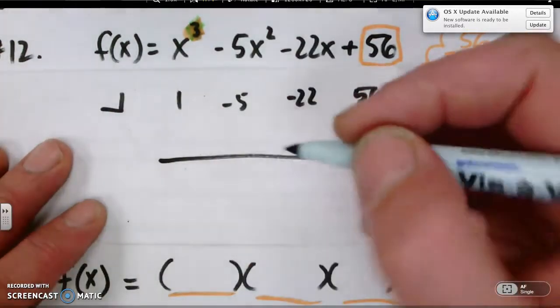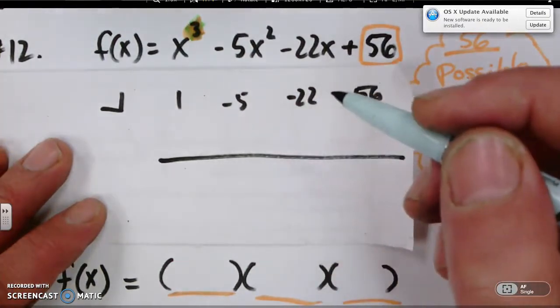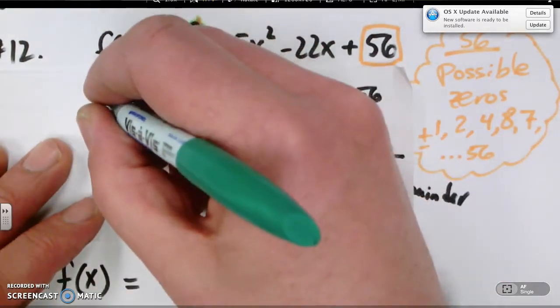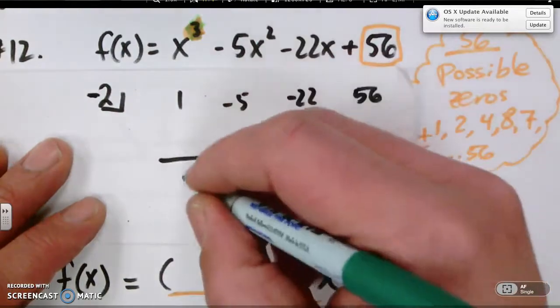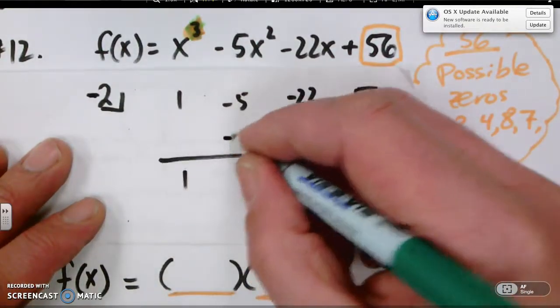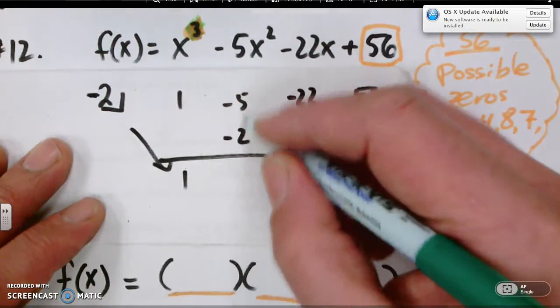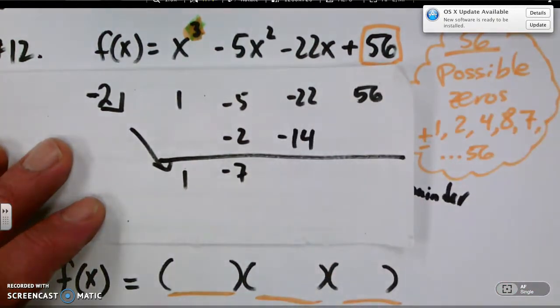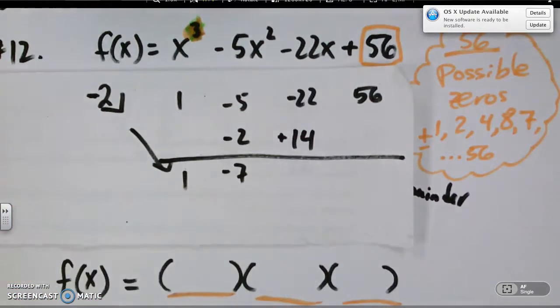We could try -1 and see how that goes, but if 1 didn't work, I'm not too hopeful for -1. We could try 4, we could try -4. Let's try -2, in fact. 1, -2, so we multiply, write the answer up there, add them, -7. Multiply, -14. Oh, no, sorry, +14. No, that's not going to work. So that didn't get us there either. We've tried -2 now and it doesn't work.